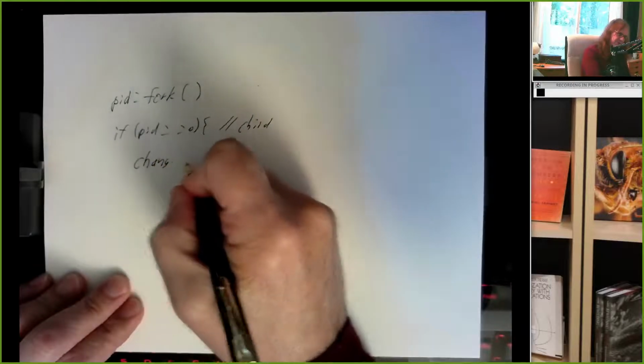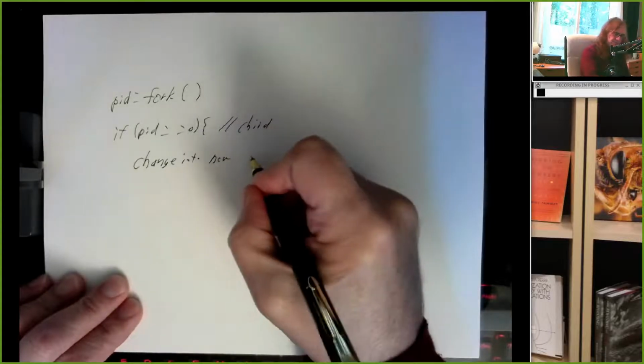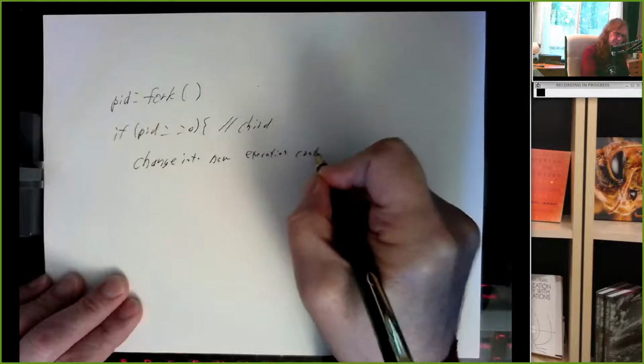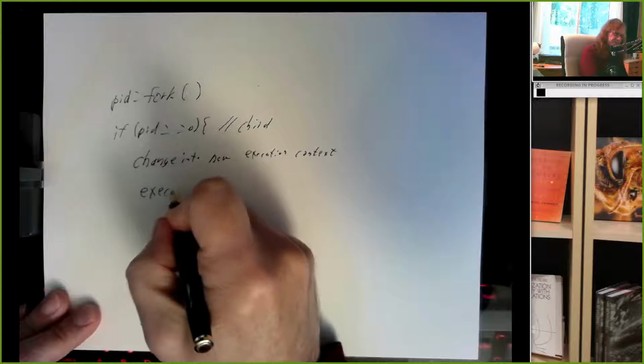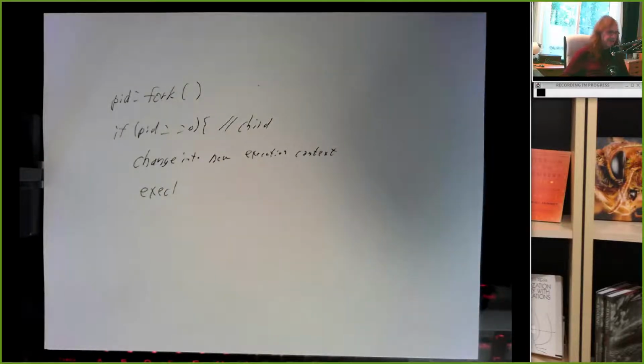What you do is you basically change into a new execution context. So there's another function called exec or exec. There's a bunch of different versions of this. Usually it's called exec. And exec basically lets you take your essence and replace it with something different. So first you make yourself a clone, and then you transform yourself into what you want to be. And this is how you create a fundamentally new process.